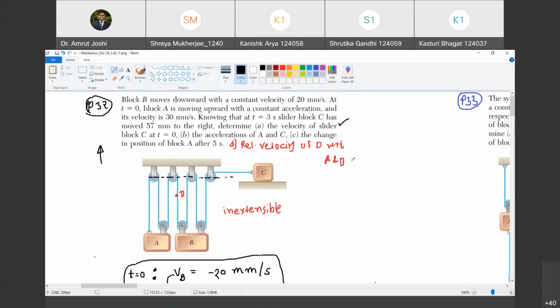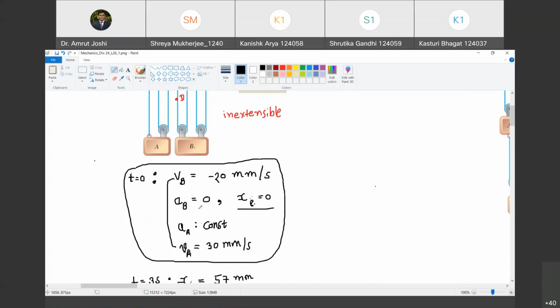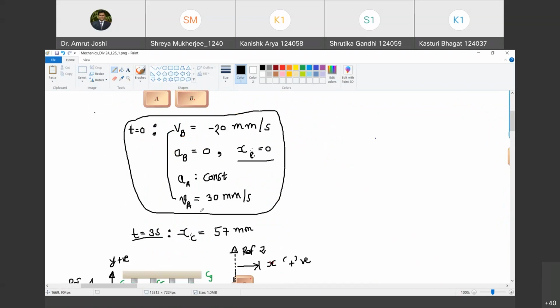Now, accelerations of block A and C. ब्लॉक ए और सी के एक्सेलरेशन कितने हैं वो पूछा है. So block B का एक्सेलरेशन तो 0 दिया है. Are you with me? Yes, sir.